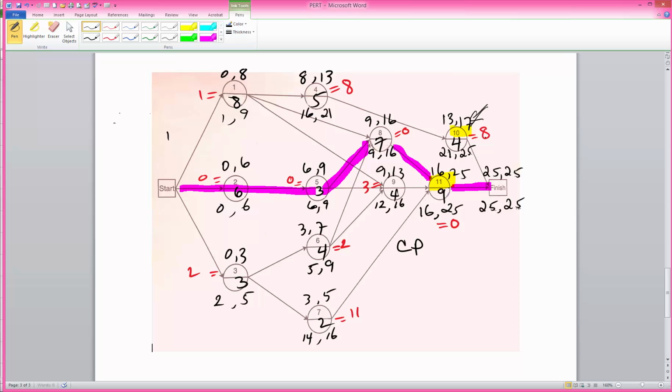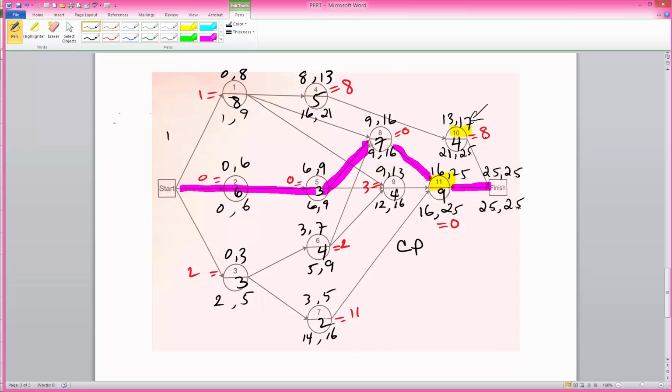The differences between 17 and 25, and I have used 25, which then, because finish node is not really an activity, it's a point in time when the project finishes, if I add 25 and 0, I get 25. Using that 25 to be my latest finish time, then I can work it backwards, and that gives me no slack for activity 11, but 8 units of slack for activity 10.